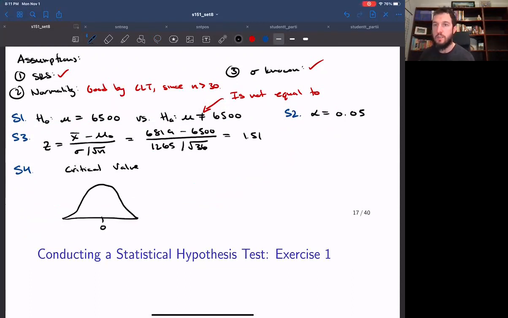Okay, so here's my sketch of a standard normal curve. We're running a double-sided test. So we have HA: mu is different from mu 0. So that means that we're going to have a critical value in the upper tail and a critical value in the lower tail. Okay.